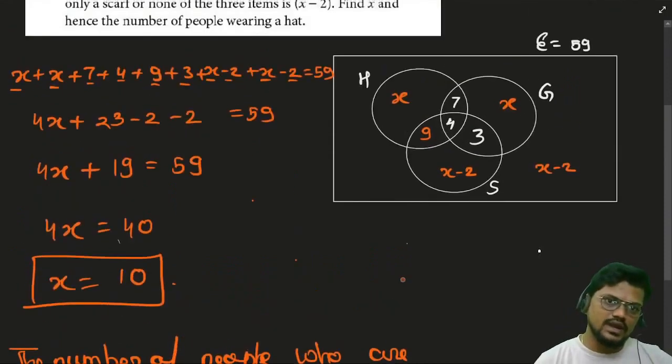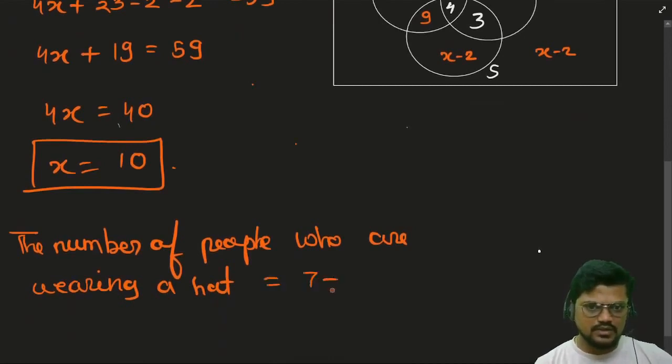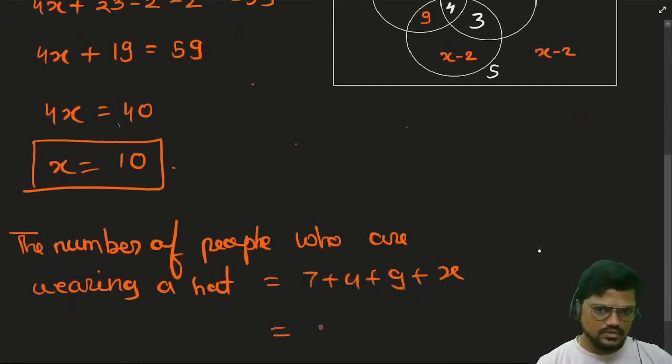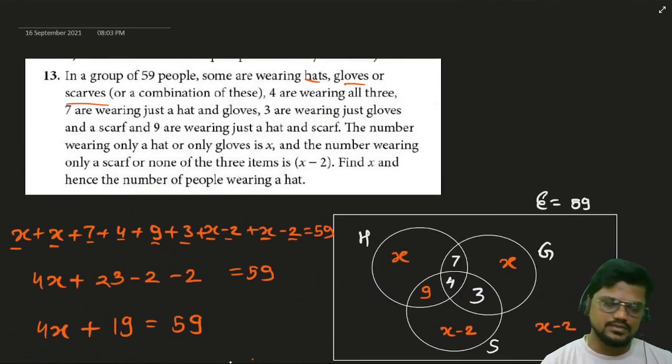If it is given only hat, then it is x. But if it says a hat, that will be equal to 7 plus 4 plus 9 plus x, and the value of x is 10. So 7 plus 4 is 11, 11 plus 9 is 20, and 20 plus 10 is 30. So there are 30 people who are wearing a hat. Clear? The same kind of question we have solved in the last class also. Yes or no?